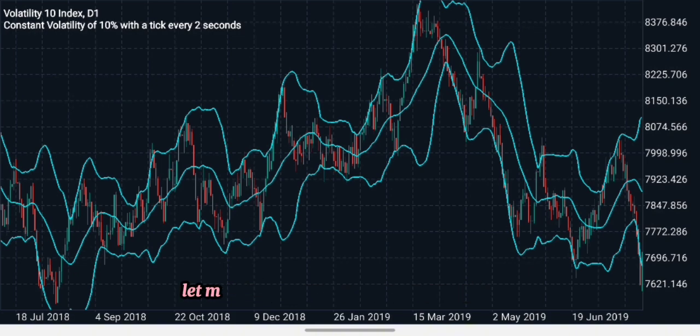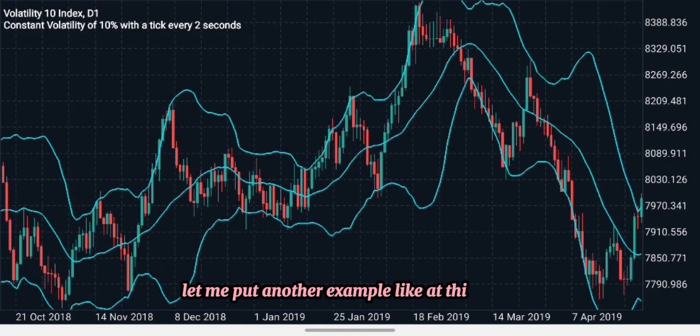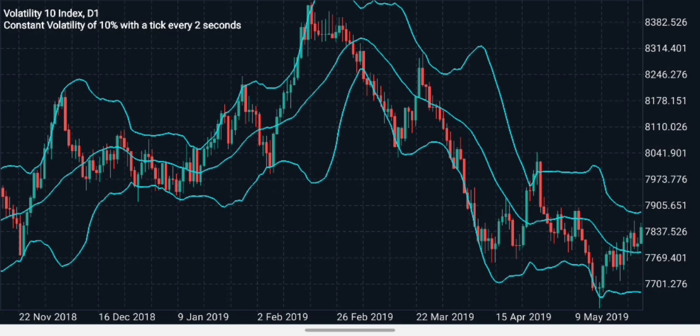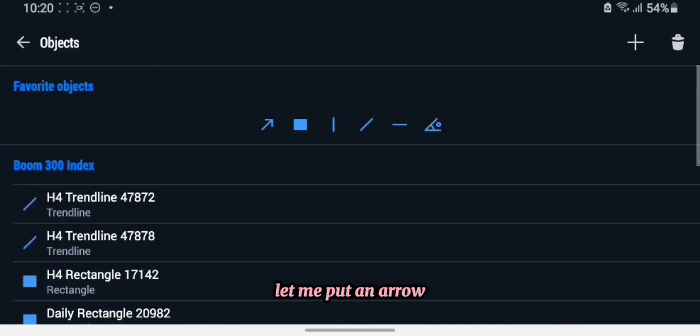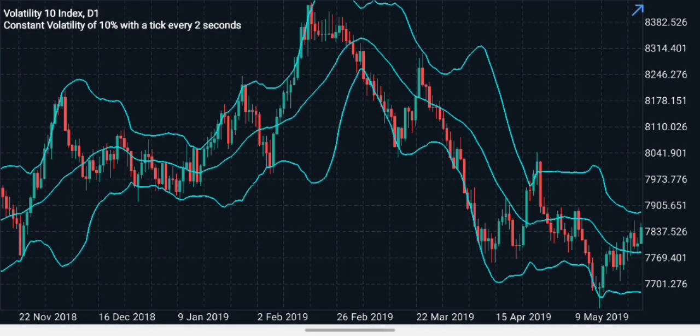Like for example, let me put another example. Like at this point, let me put an arrow. As you can see at this point, it is known as riding the bands. It is a point whereby the market is moving very close to the upper band or the lower band. In this case, it is the upper band.